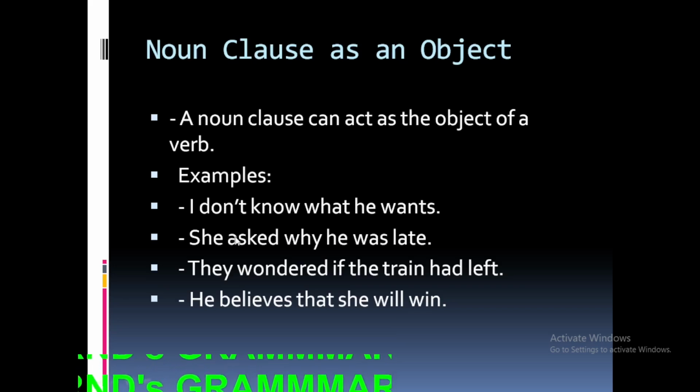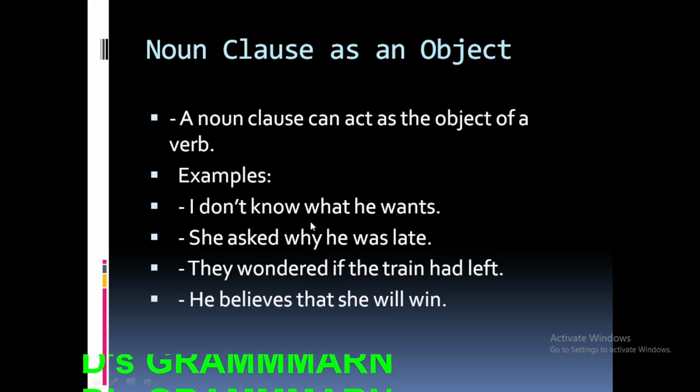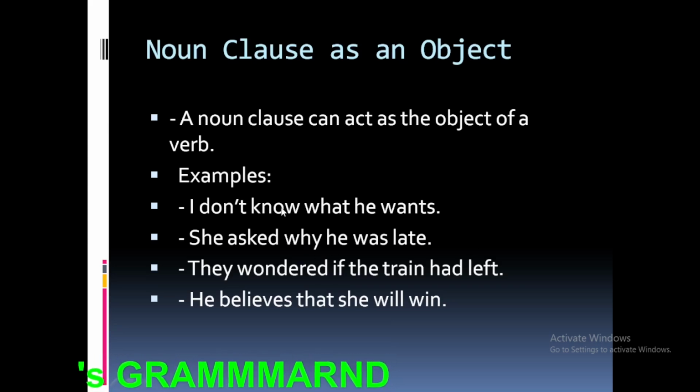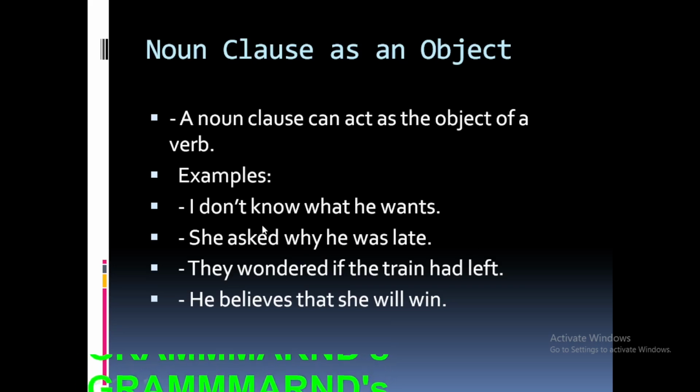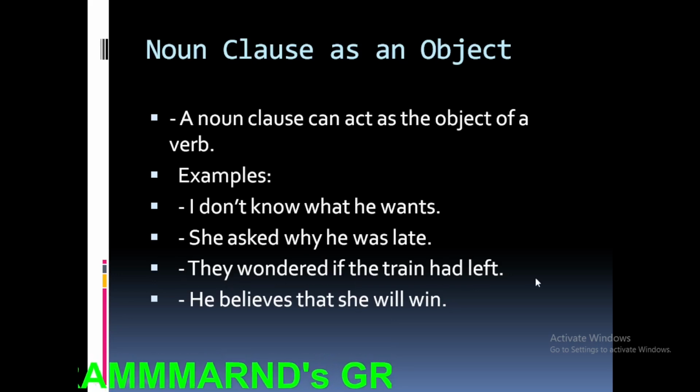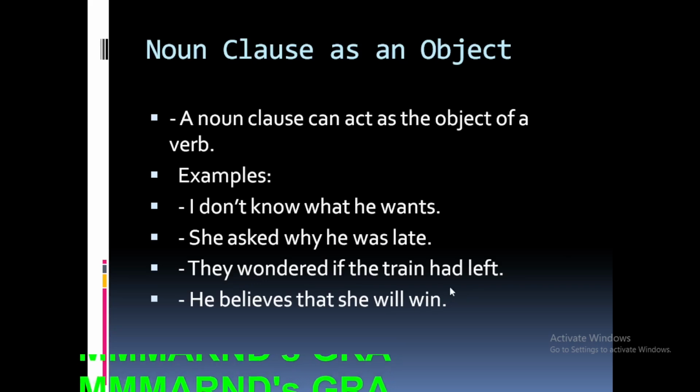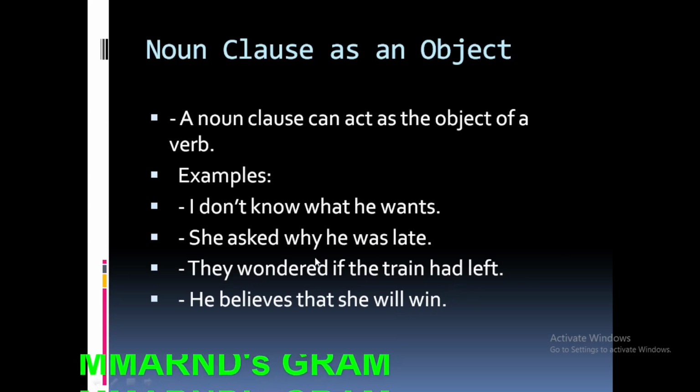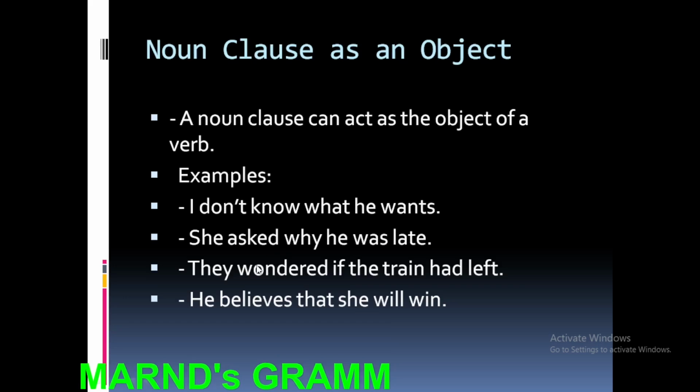She asked why he was late. Here why he was late is an object to the verb asked of the main clause. They wondered if the train had left. If the train had left is answering the question to the verb wondered.